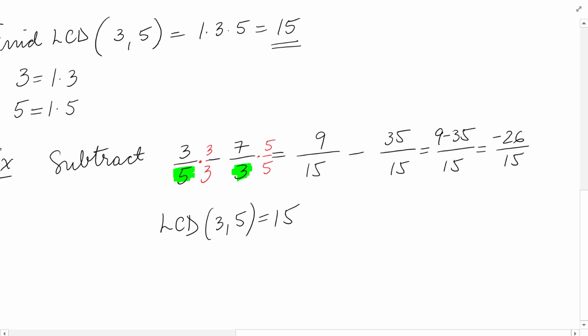And we cannot simplify it any longer. We can write it as a mixed number if we want. Negative, 15 goes into 26 one time, and 11 is left. I hope this helps.